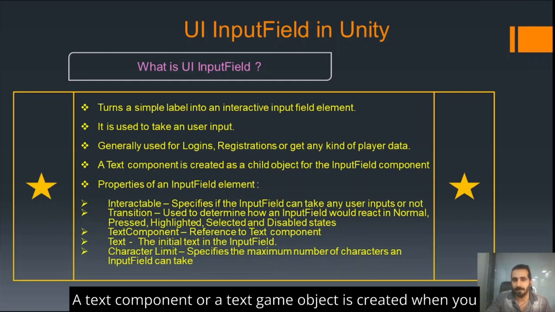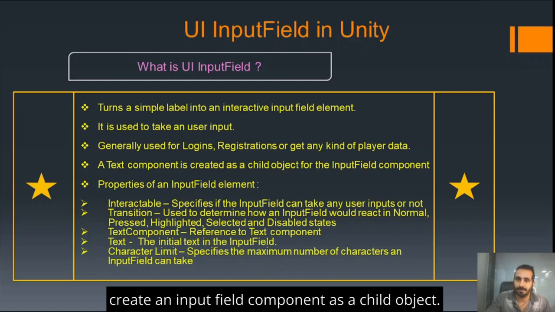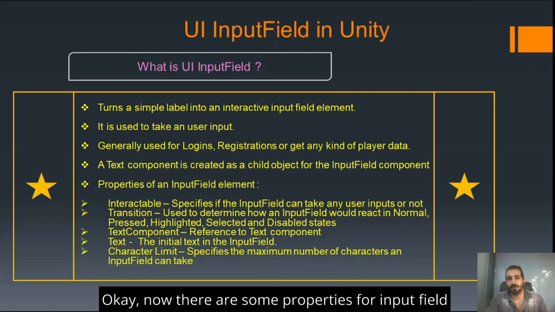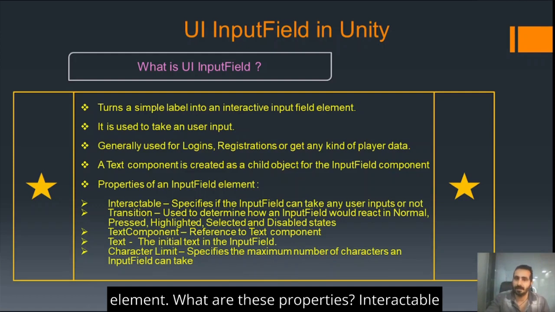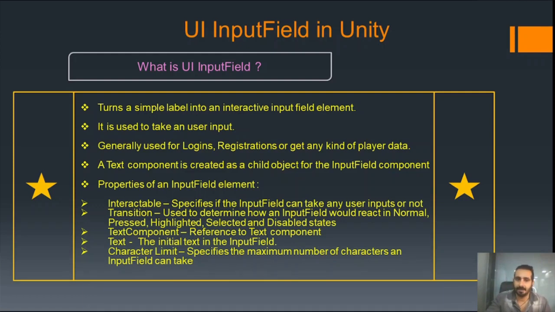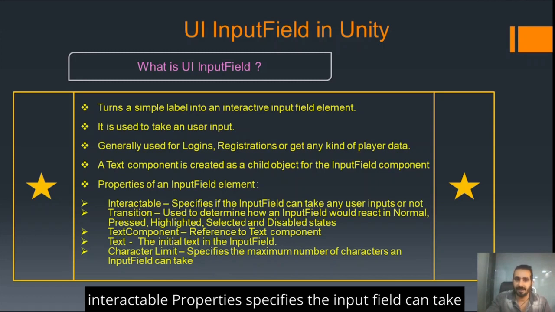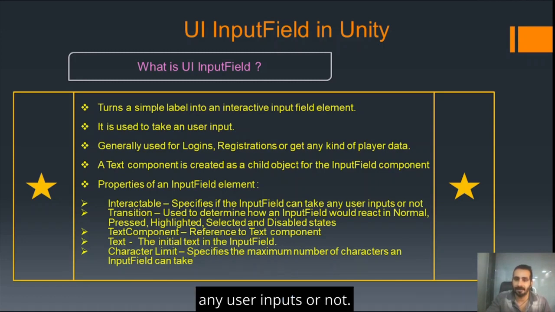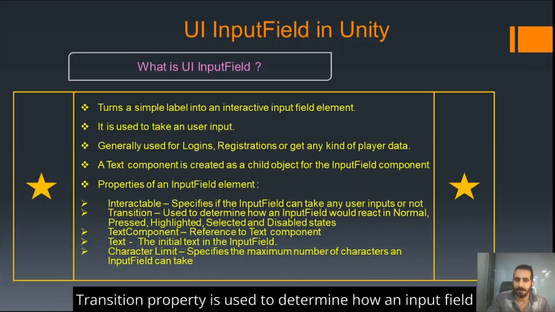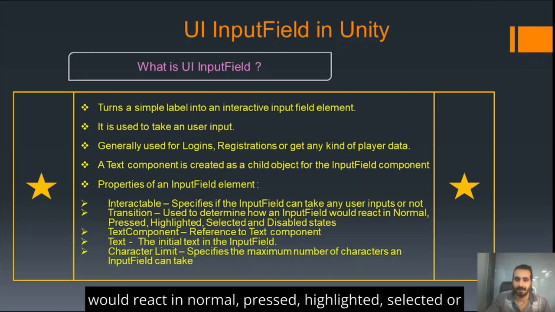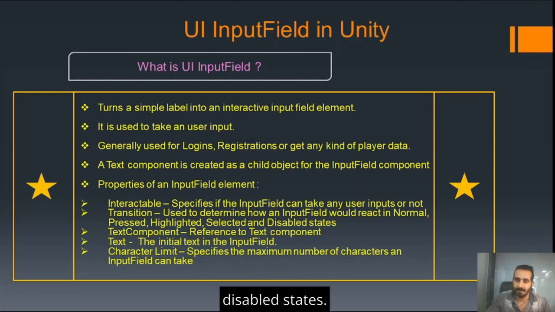A text component or a text game object is created when you create an input field component, as a child object. Now there are some properties for the input field element. What are these properties? The Interactable property specifies whether the input field can take any user inputs or not. Then we have the Transition property. The Transition property is used to determine how an input field would react in normal, pressed, highlighted, selected, or disabled states.